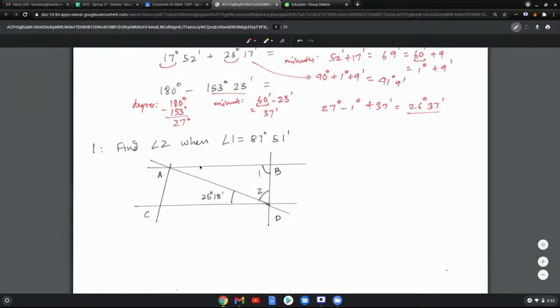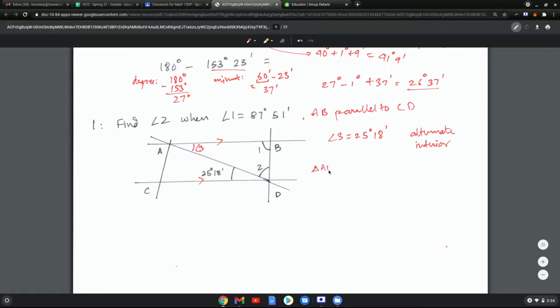For example, here, find angle 2 when angle 1 is 87 degrees and 51 minutes. Once again, we have to be careful about the results we use. In this case, let's say AB is parallel to CD. And I label this angle as 3. Then I know that angle 3 equals 25 degrees and 18 minutes because they are alternate interior angles, where I'm considering the line AD as a transversal. So again, it's important to observe these patterns so that you know which angles are equal.